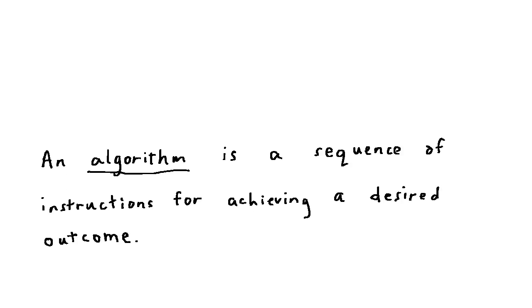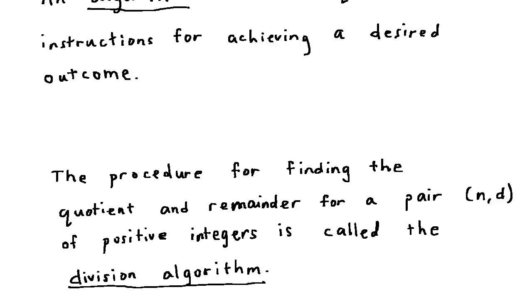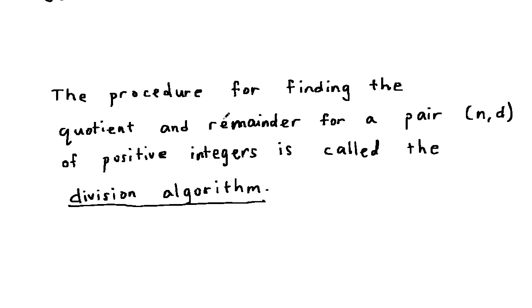The procedure we have described is an example of an algorithm. An algorithm is a sequence of instructions for achieving a desired outcome. The procedure for finding the quotient and remainder for a pair N and D of positive integers is called the division algorithm.